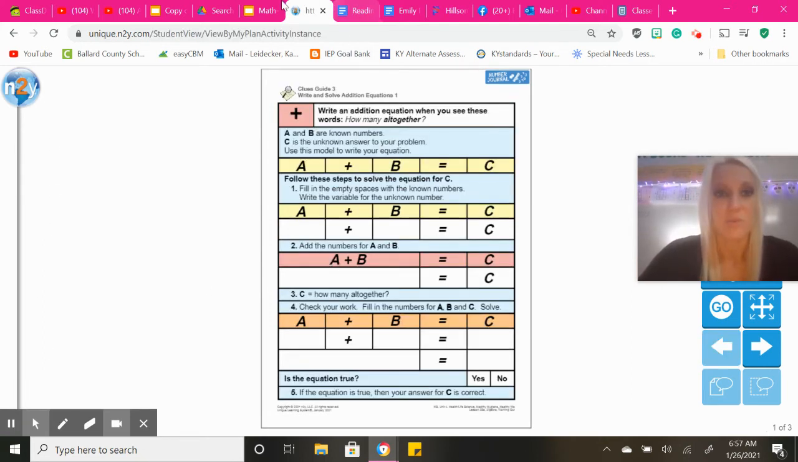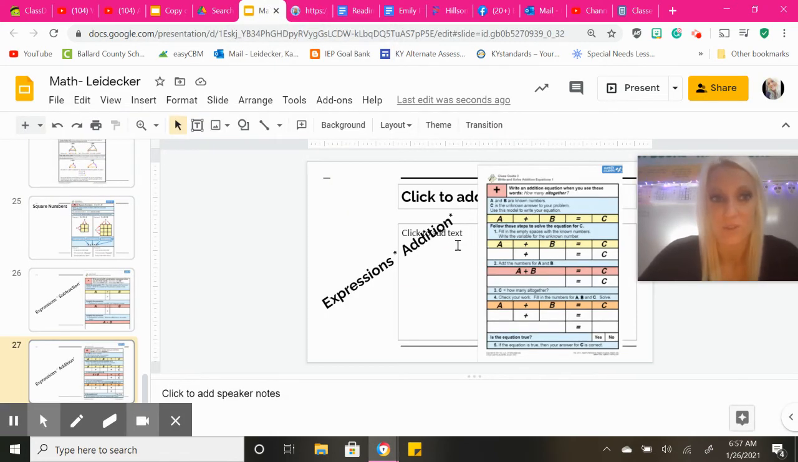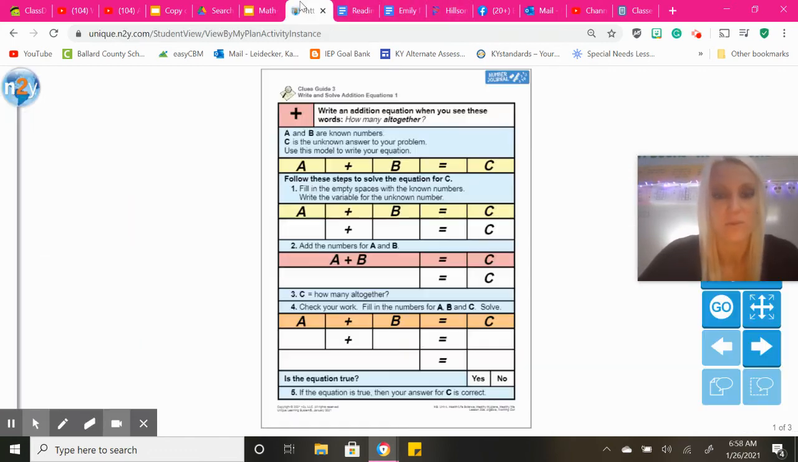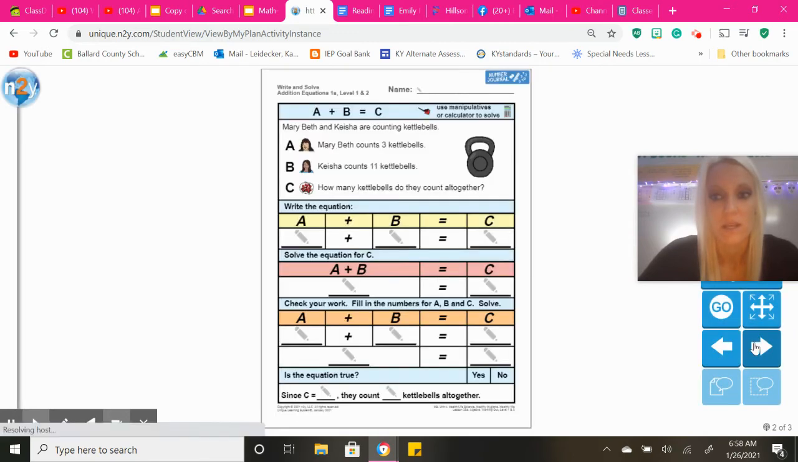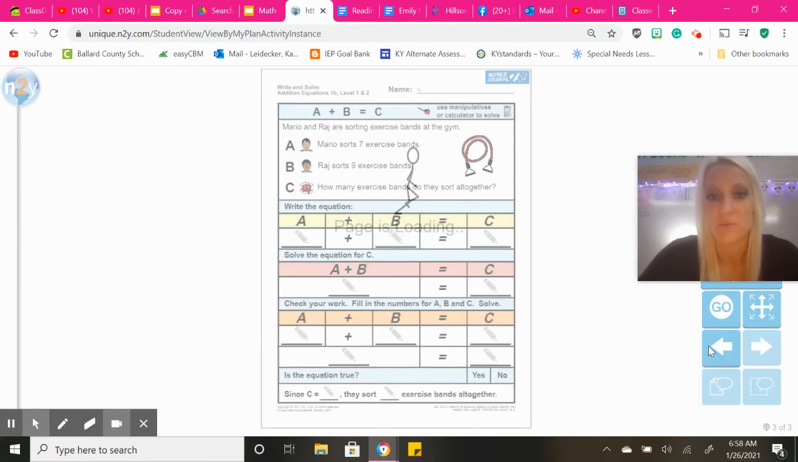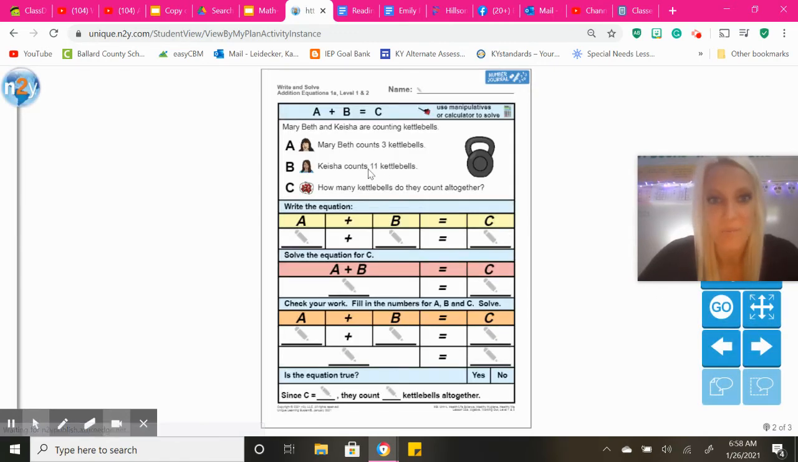Okay, your next is with addition. So you already did subtraction. We're doing the same thing, we're just going to be adding. So you have your addition notes on slide 27 to help you as well. I will do the first one with you. You do the second one.